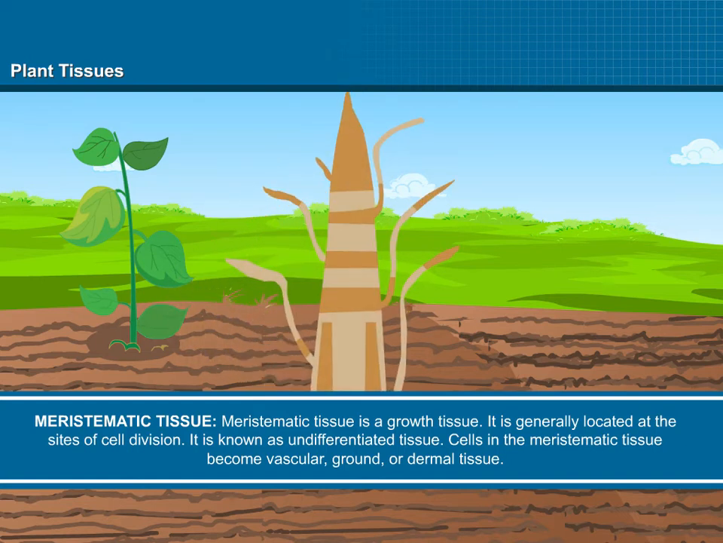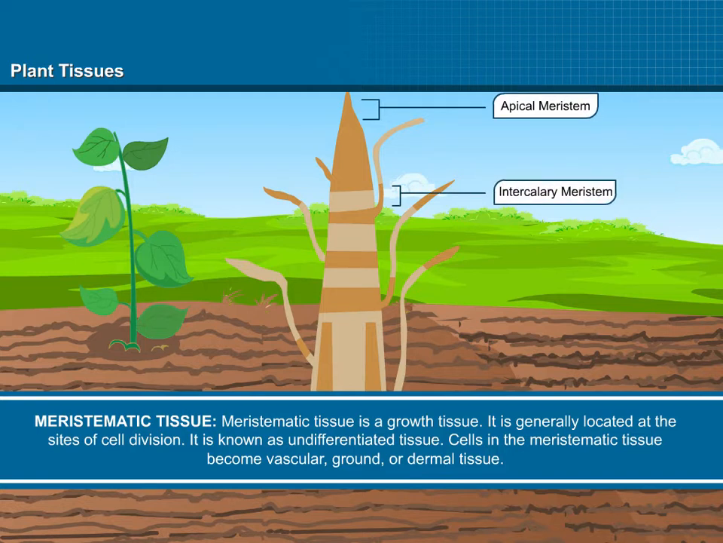It is generally located at the sites of cell division. It is known as undifferentiated tissue. Cells in the meristematic tissue become vascular, ground, or dermal tissue.